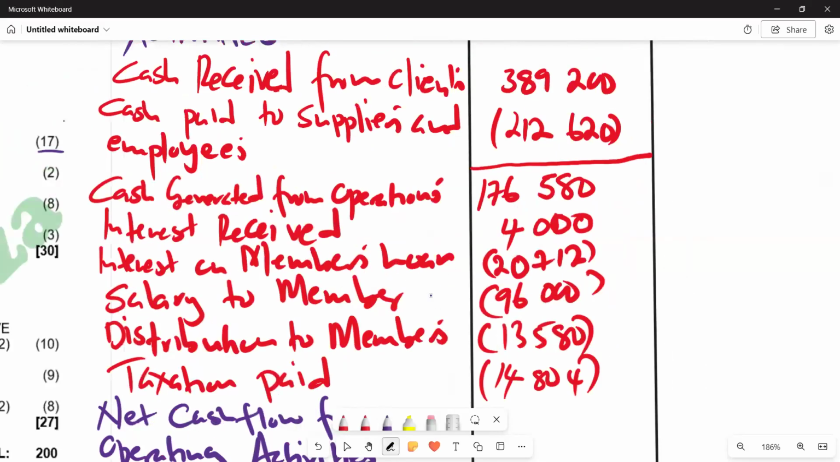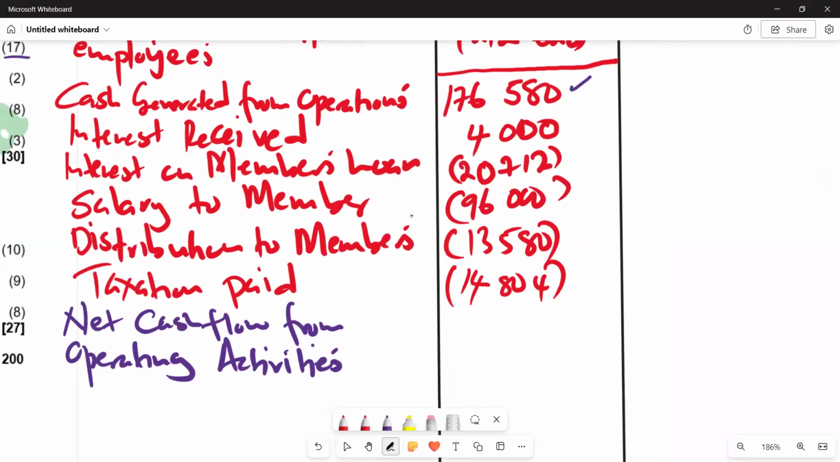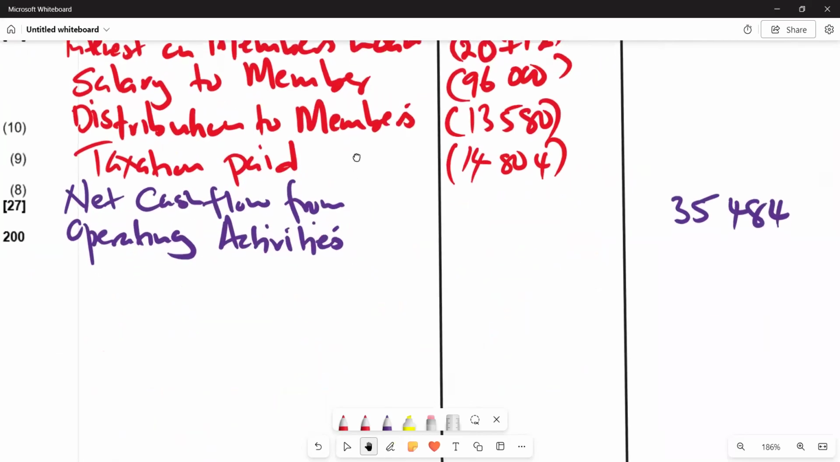So we are just starting from cash generated from operations, and it says 176,708. We add our 4,000, subtract 20,712, subtract 96,000, subtract 13,508, subtract 14,804. And you see that the net figure that we're going to get is a positive 35,484. So here we are saying 35,484.